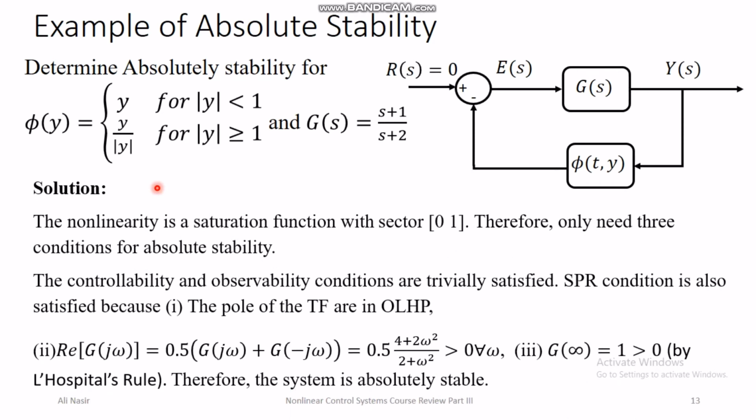So the nonlinearity is a saturation function with sector 0 to 1, and therefore we only need the three conditions for absolute stability. First is the controllability and observability. These are trivially satisfied because this transfer function clearly has no pole zero cancellations. So it means that when you convert it into state space, the state space will be controllable and observable.